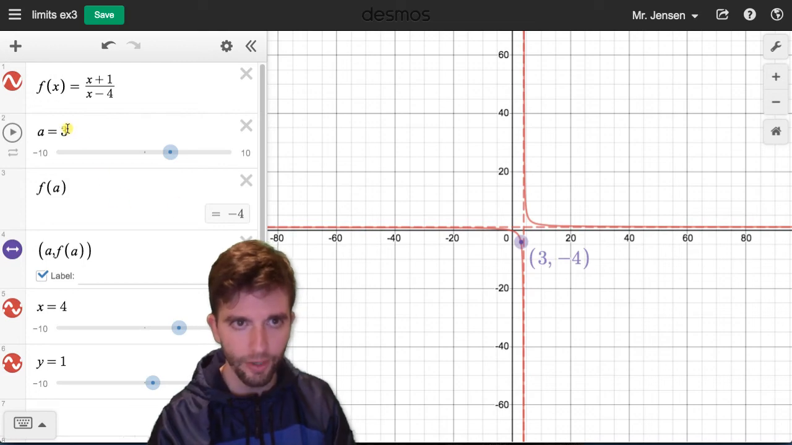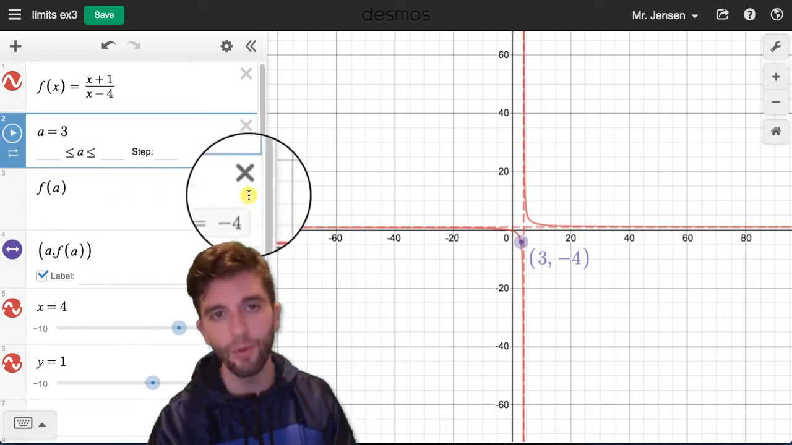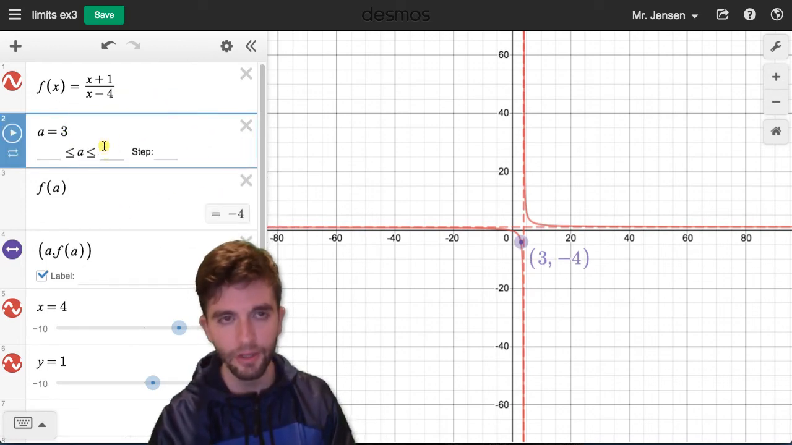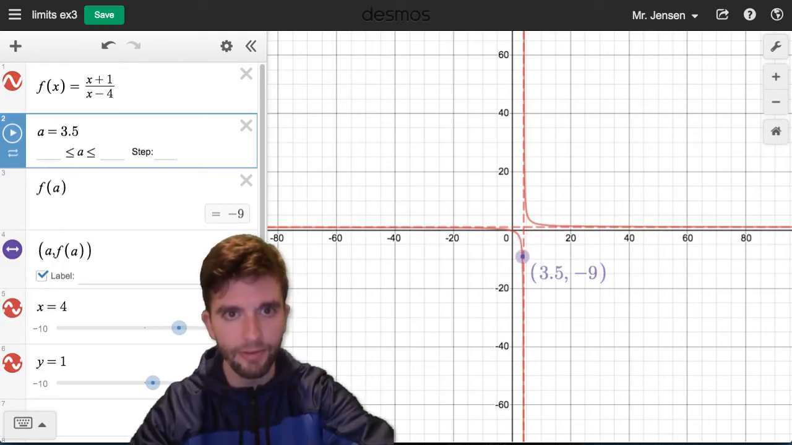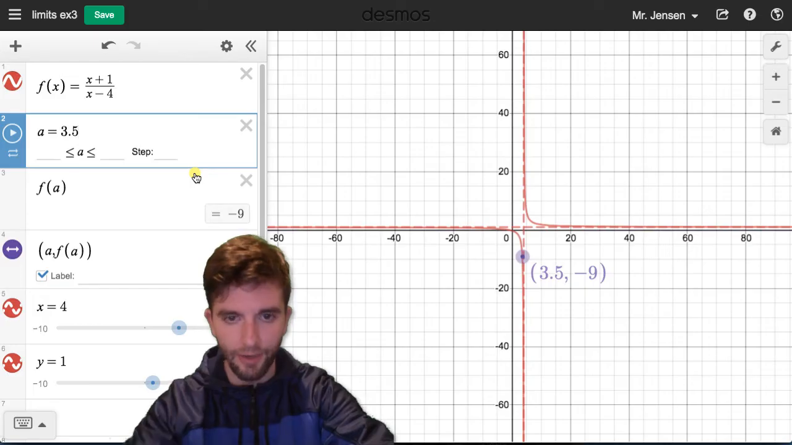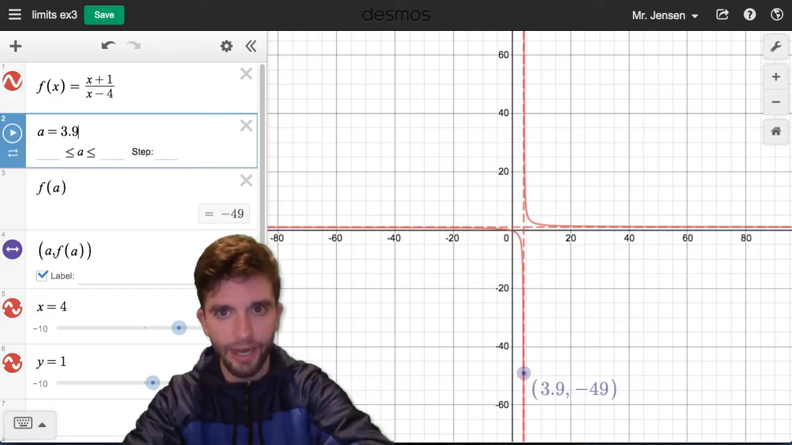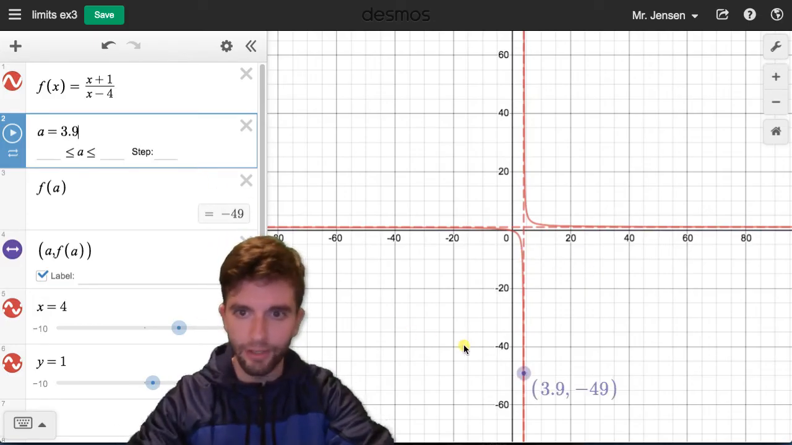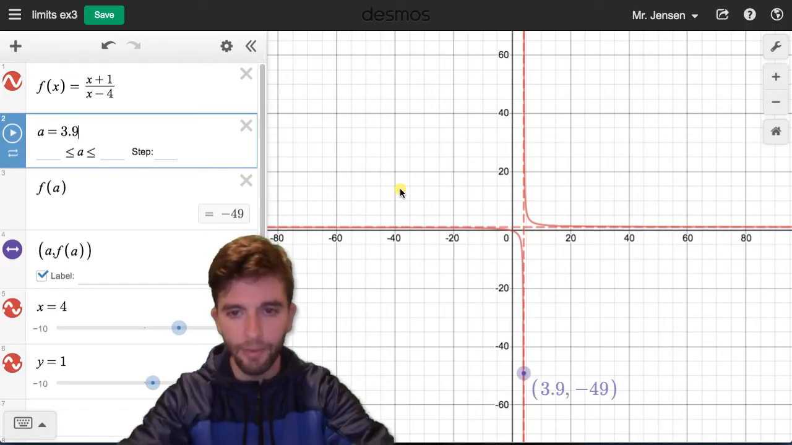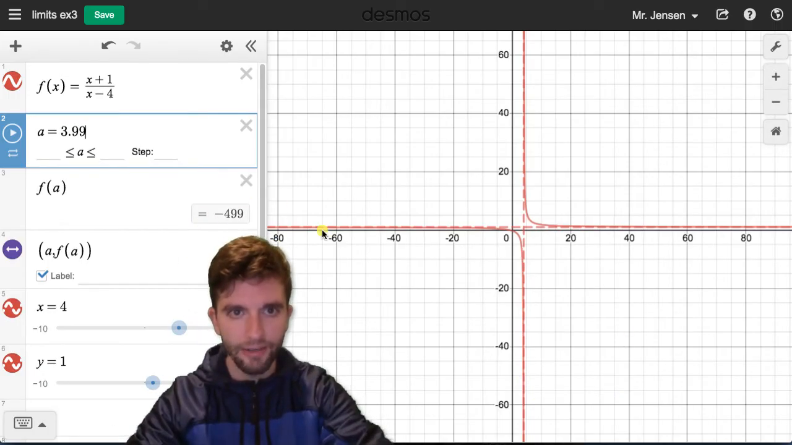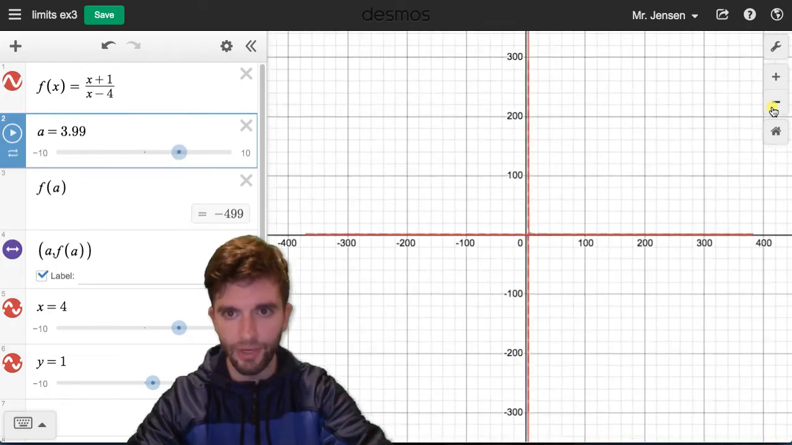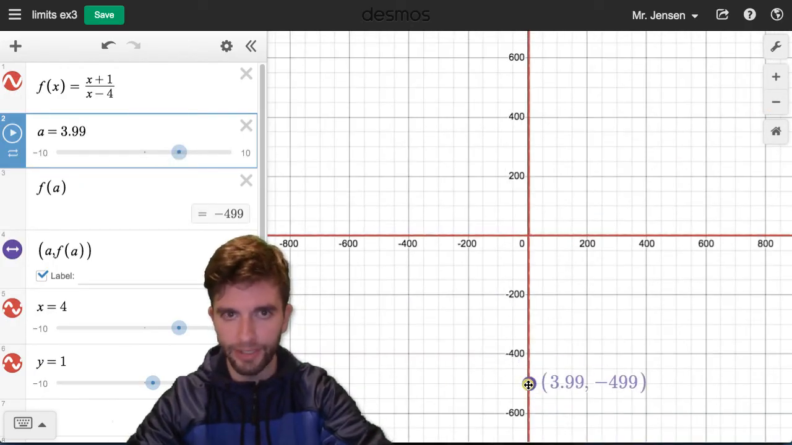get there. So what if I put in, okay, I have the y values being calculated here. What if I put in an x value of 3.5? I'm at a y value of -9. How about 3.9? That's even closer. Okay, whoa, the y value went way down to -49. How about 3.99? The y value is -499. Can I zoom out to see that? Okay, whoa, there's the point way down there.